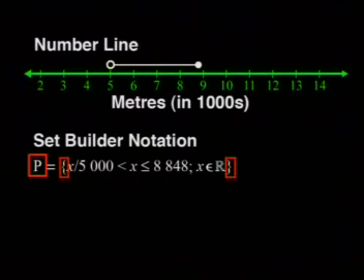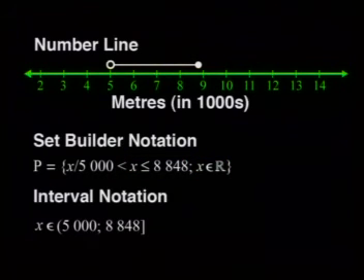This reads, P is the set of all x such that x is greater than 5,000 and less than or equal to 8,848, where x is an element of real numbers. Now we can also represent it in interval notation. Here, the round brackets tell us that we do not include the 5,000, and we go up to and including the 8,848 because of our square brackets.